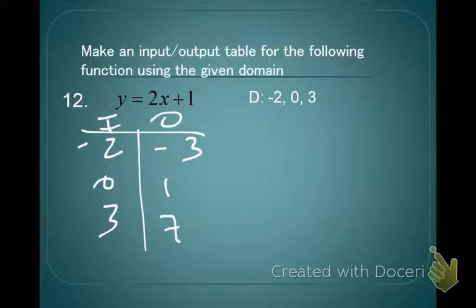Okay? And so we're just plugging all those inputs in for x, right? And then evaluating. So stick negative 2 in for x, you get 2 times negative 2. 2 times negative 2 is negative 4. Negative 4 plus 1 gets you negative 3. Okay? Jake, does that make sense? Yeah. Awesome.